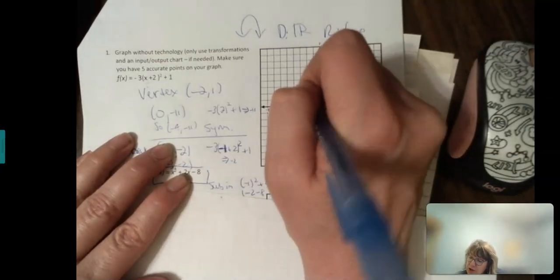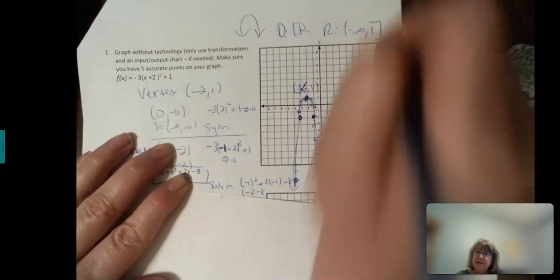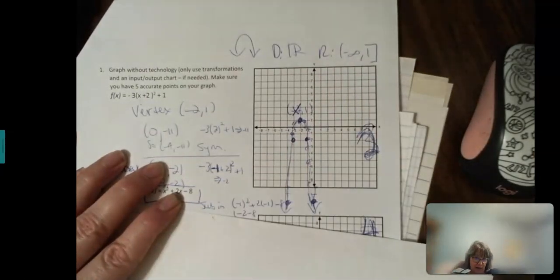And make sure you include, what is my vertex, -2, 1, up to 1. And that's the one time we use y values in interval notation. Pretty much always it's x.